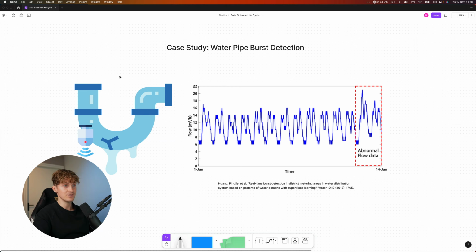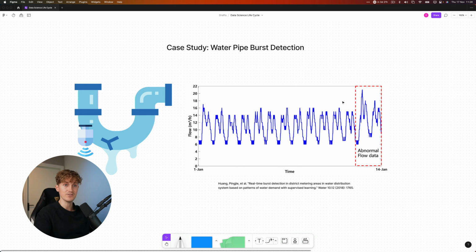So imagine the situation over here where we have a pipe with an IoT sensor that pushes data to the cloud. The data comes in real time, and we have a very typical pattern of low levels of flow of water during the night, and then a peak in the morning and another peak in the evening. And this behavior repeats itself every day. It's a very typical pattern.